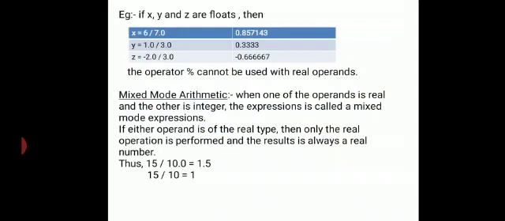The below table shows if x, y and z are floats, then x equals 6 divided by 7.0, the value is 0.857143. Next one, y equals 1.0 divided by 30, and the answer is 0.3333. Same, last one also same.